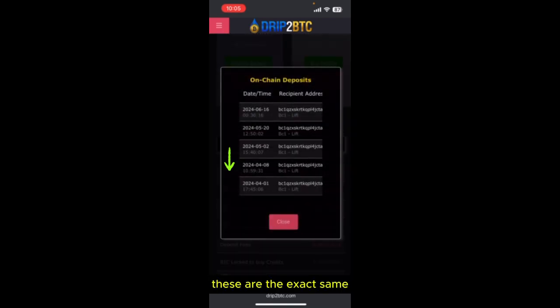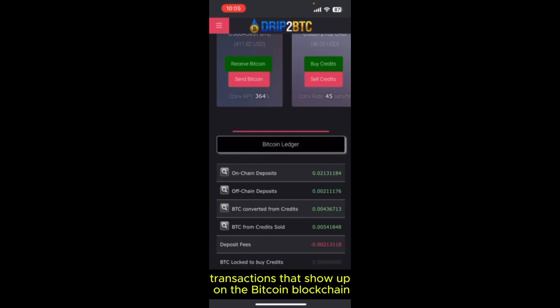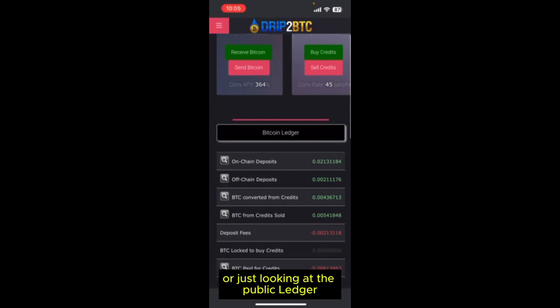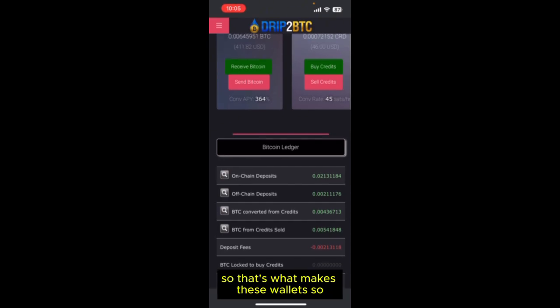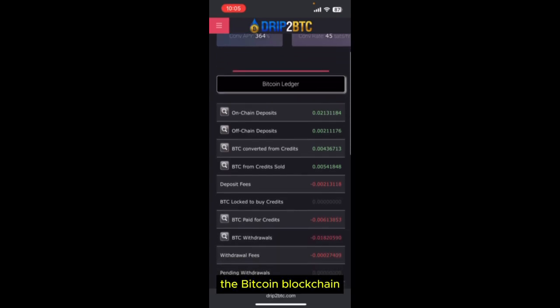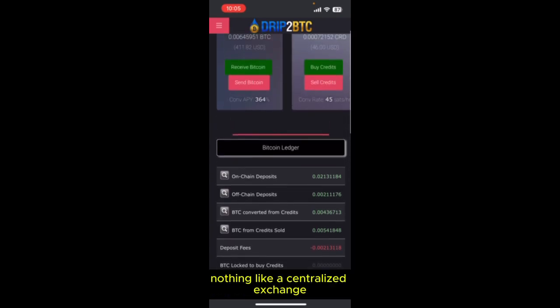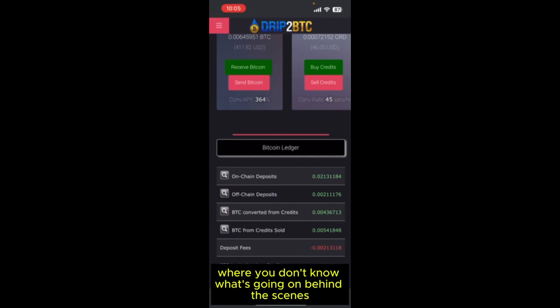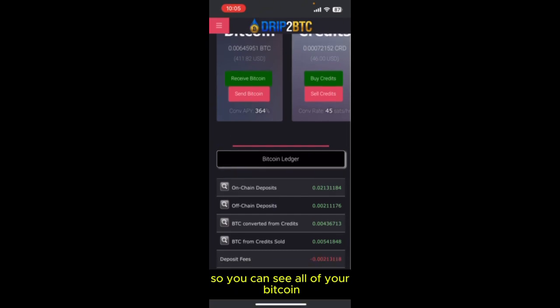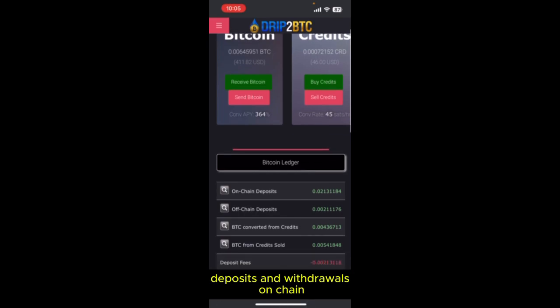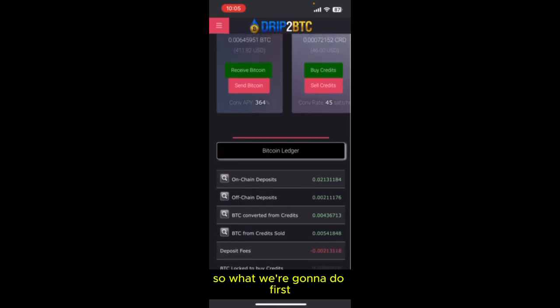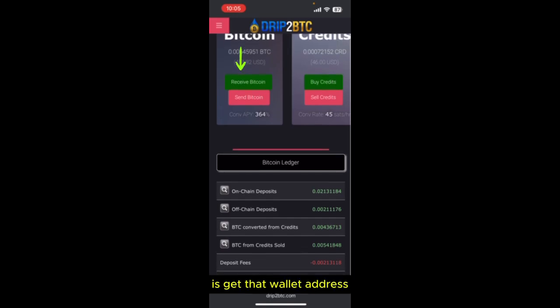These are the exact same transactions that show up on the Bitcoin blockchain when you're doing blockchain analysis or just looking at the public ledger. So that's what makes these wallets so secure and transparent, because they are literally built on the Bitcoin blockchain. Nothing like a centralized exchange where you don't know what's going on behind the scenes. So you can see all of your Bitcoin deposits and withdrawals on chain. So what we're going to do first is get that wallet address.